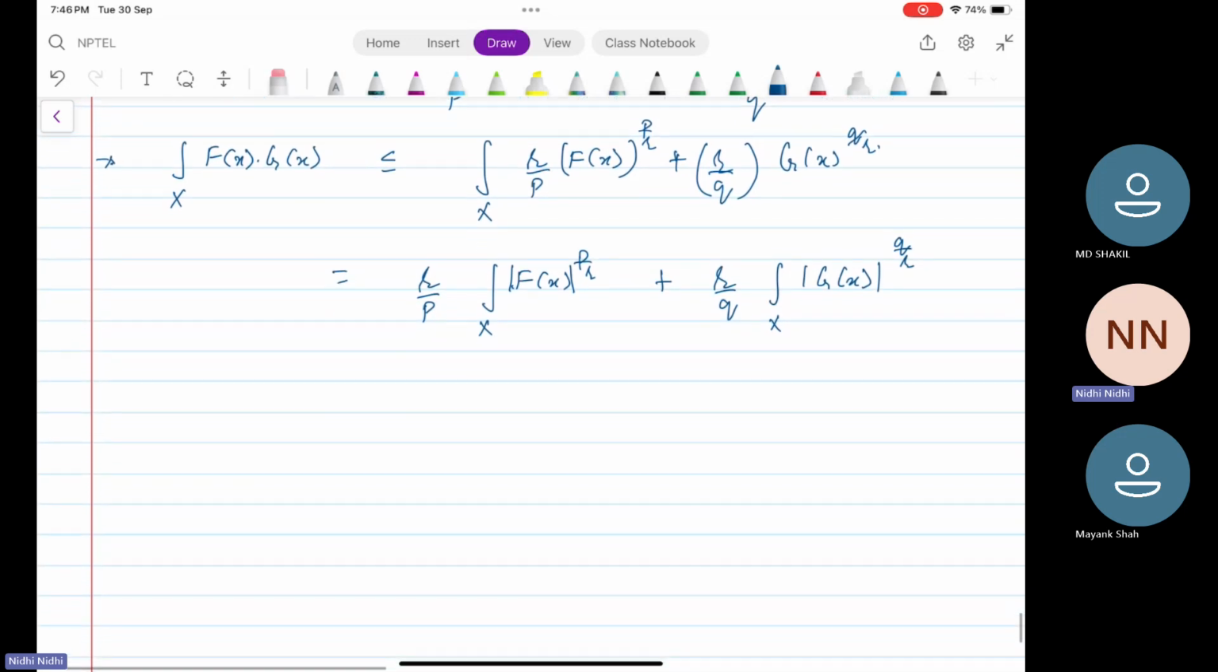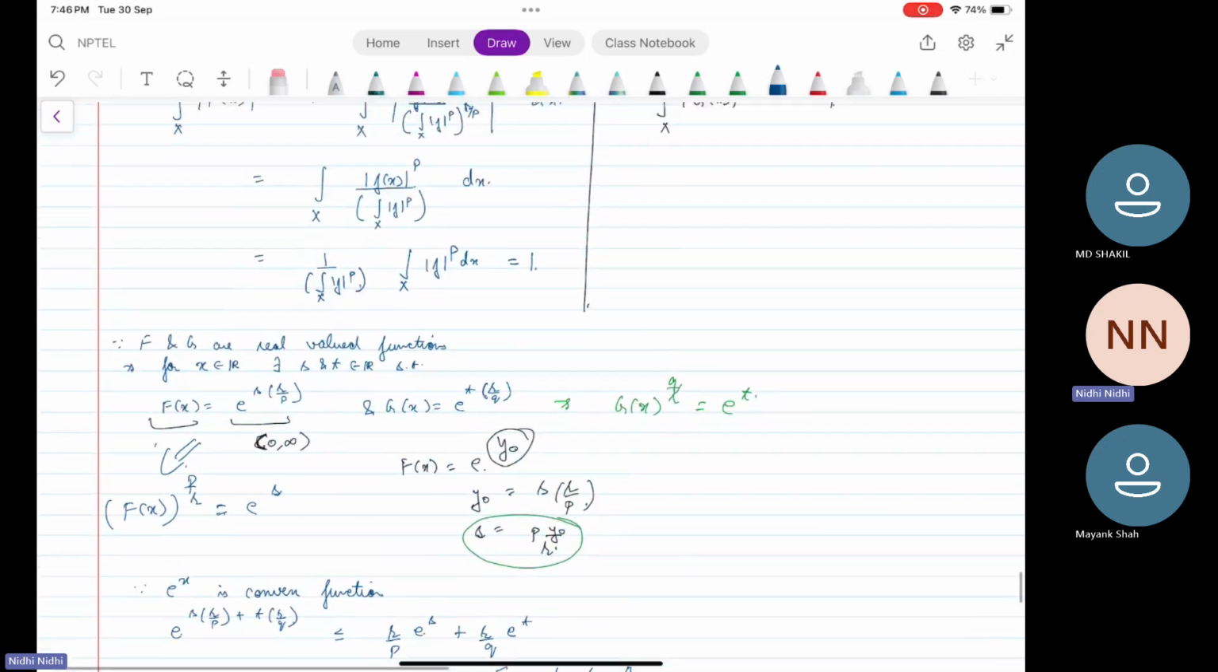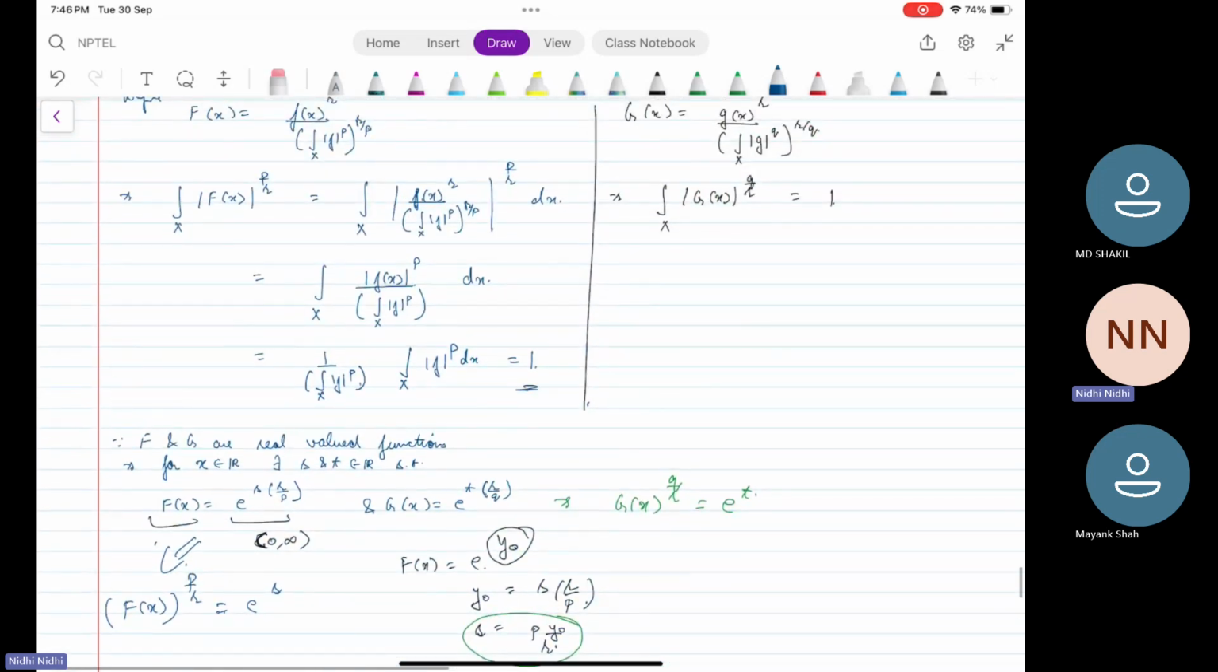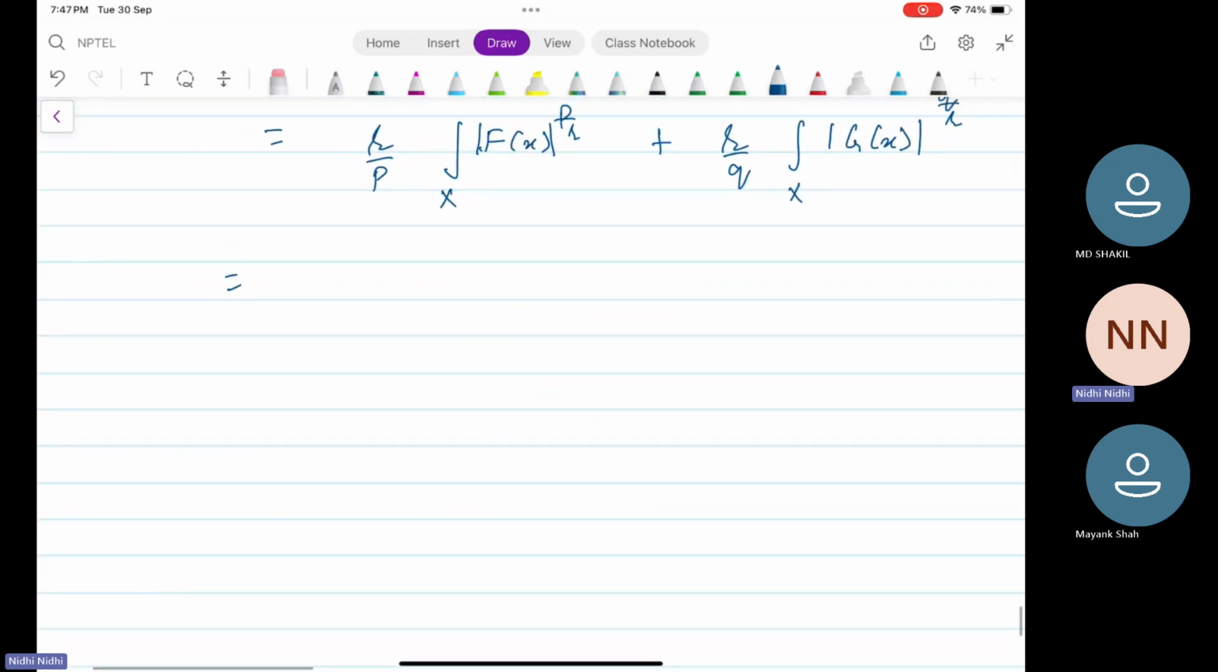And this is equal to... so we had seen that the integral of mod f to the power p by r was 1, and the integral of mod g to the power q by r was also 1. So this is just r by p plus r by q, which is equal to 1.